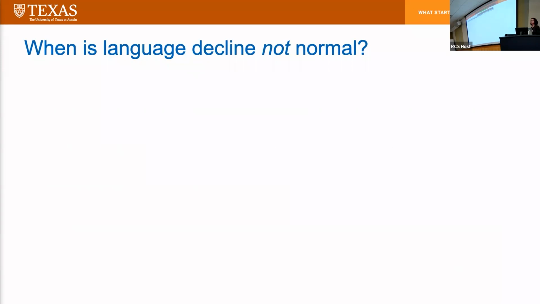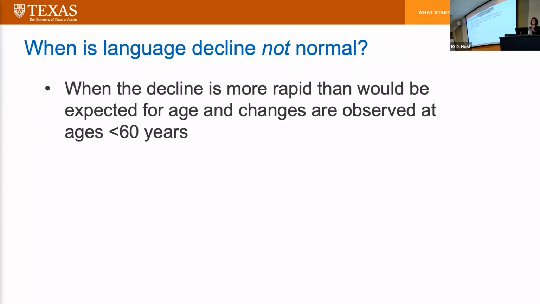So I'm a speech language pathologist by training, and I see people who are concerned about their language all the time. So when do I become concerned that somebody's complaint about not being able to find words or not being able to understand what others are saying really is a red flag and something that we should be concerned about? When is this change not part of healthy aging?